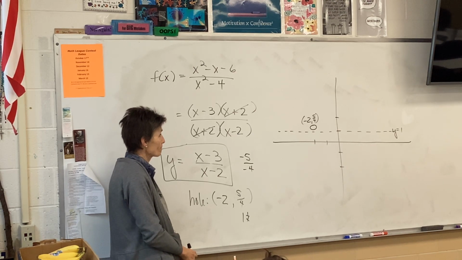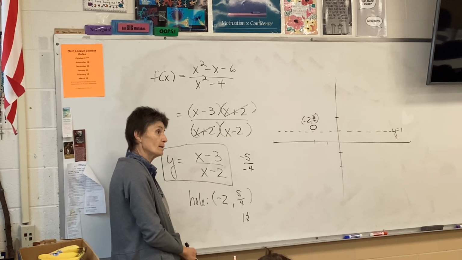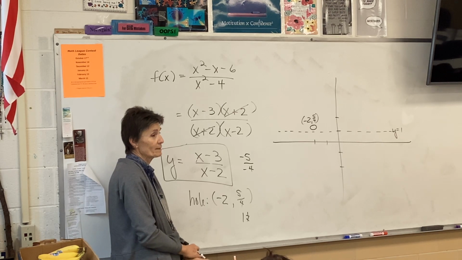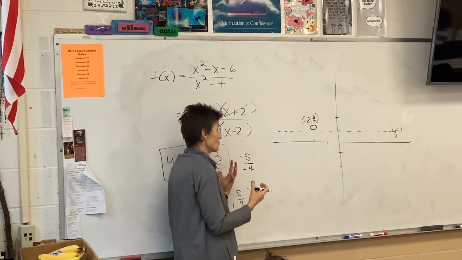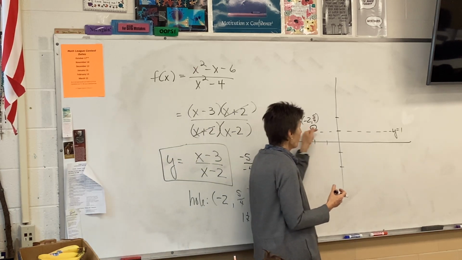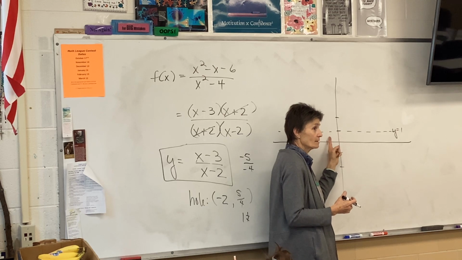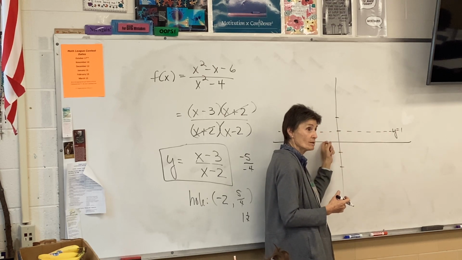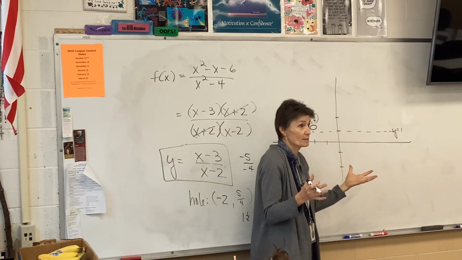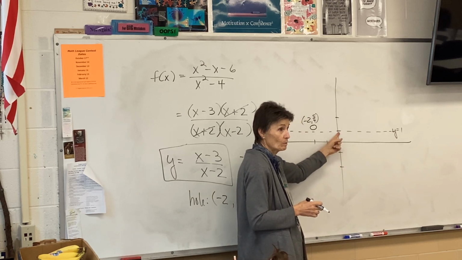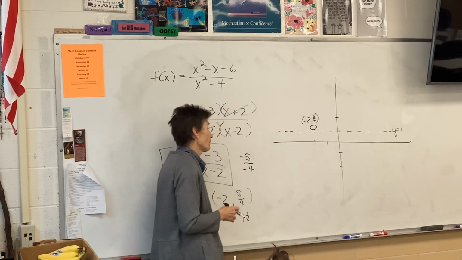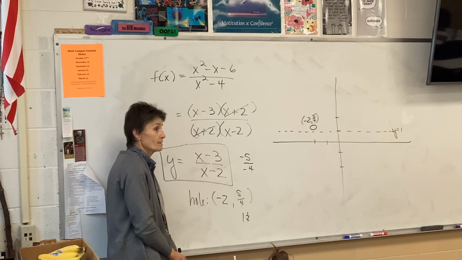Okay? Some of you get y equals and x equals mixed up. I don't know how else to explain it. If you draw your horizontal line and it crosses the y-axis, it's y equals 1. Y equals 1. Okay, what else?